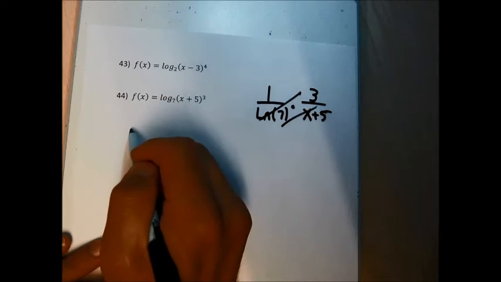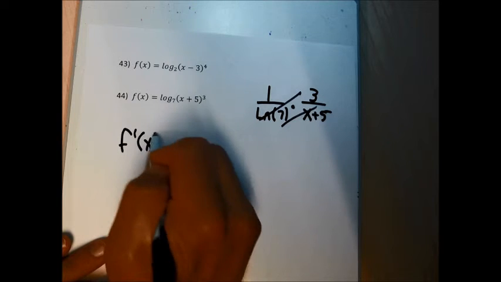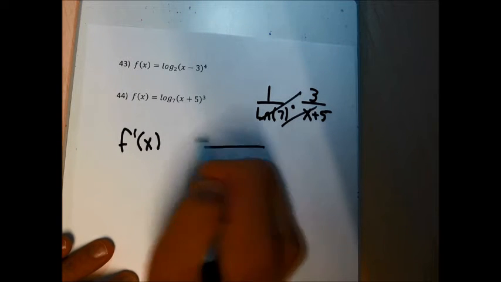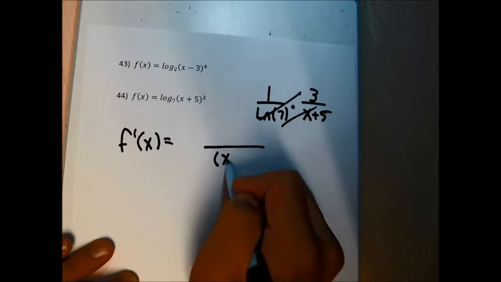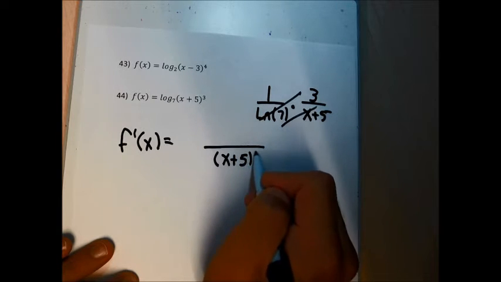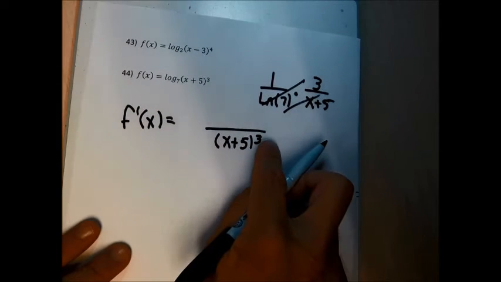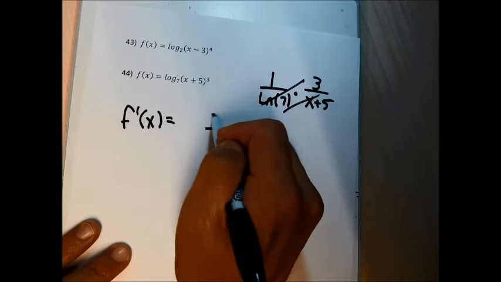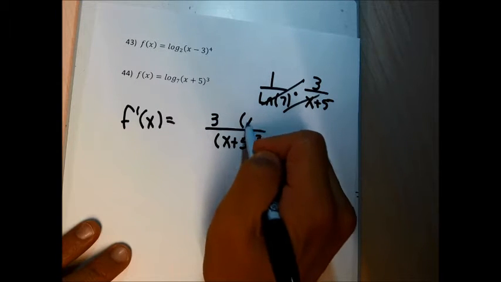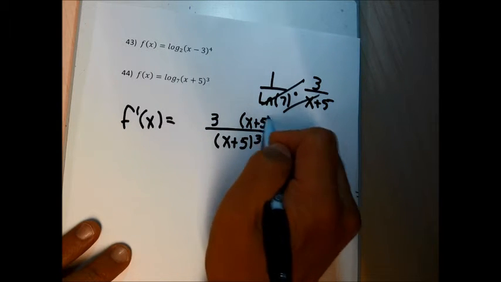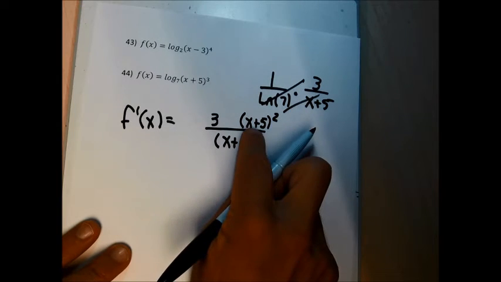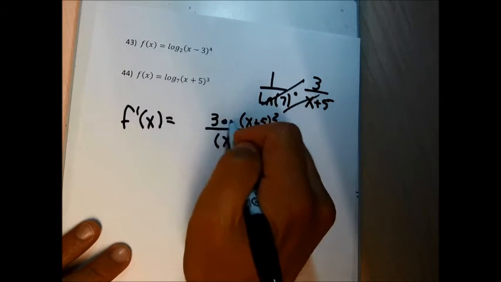So for my derivative, f prime of x, I leave myself some room, make a fraction. In the denominator of the fraction, I write the argument x plus 5 cubed. In the numerator, I shortcut chain rule. So I'm going to go 3, leave myself some space, and then x plus 5 squared, and then multiply by the derivative of x plus 5, which is 1.